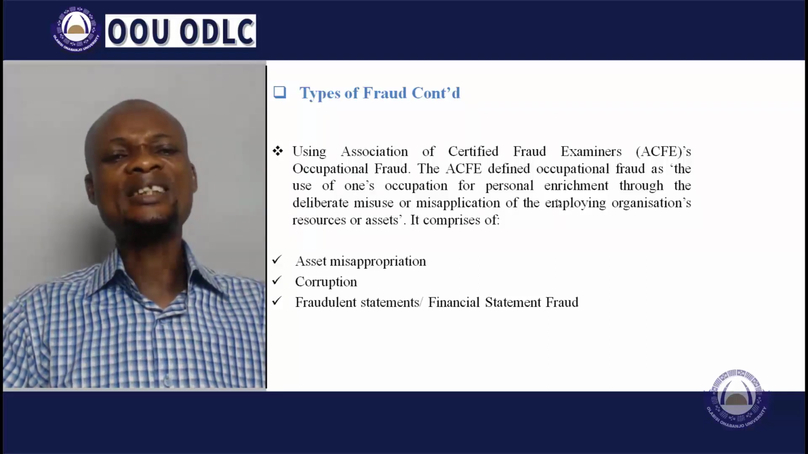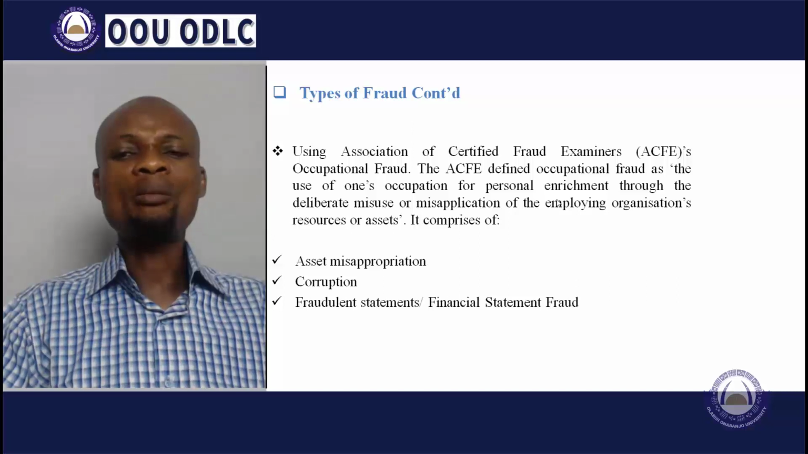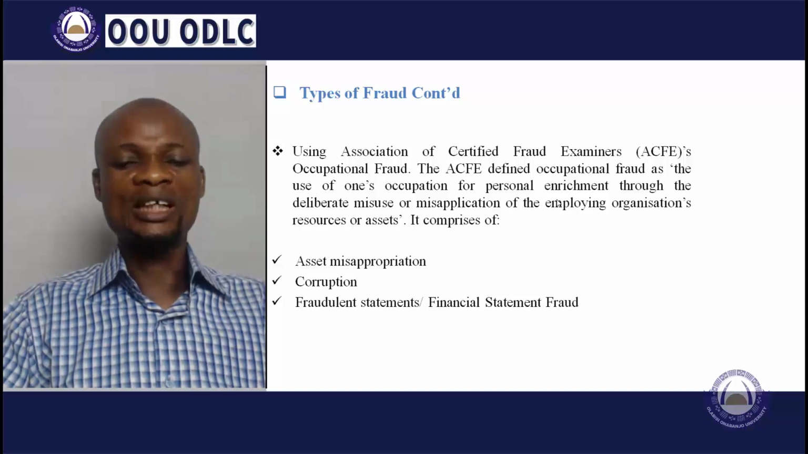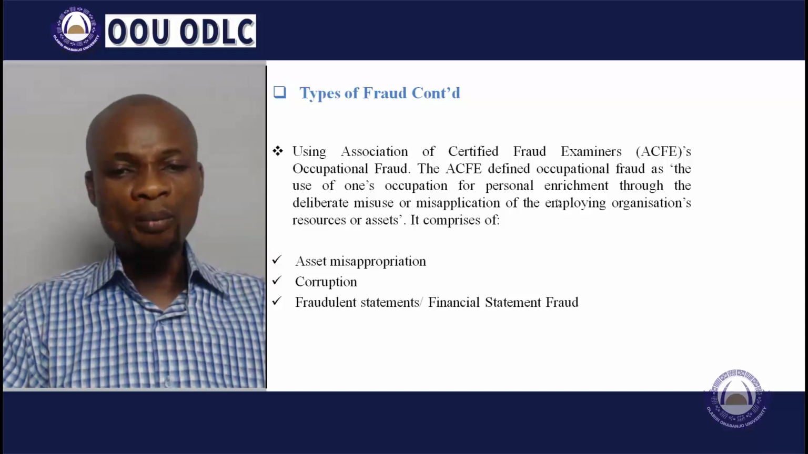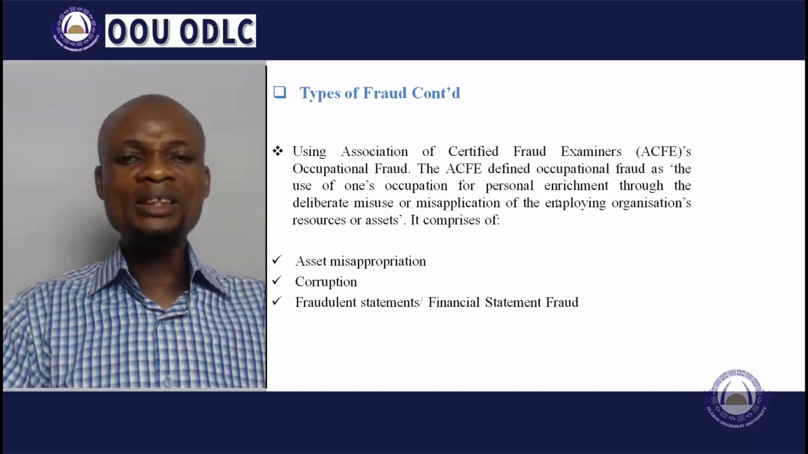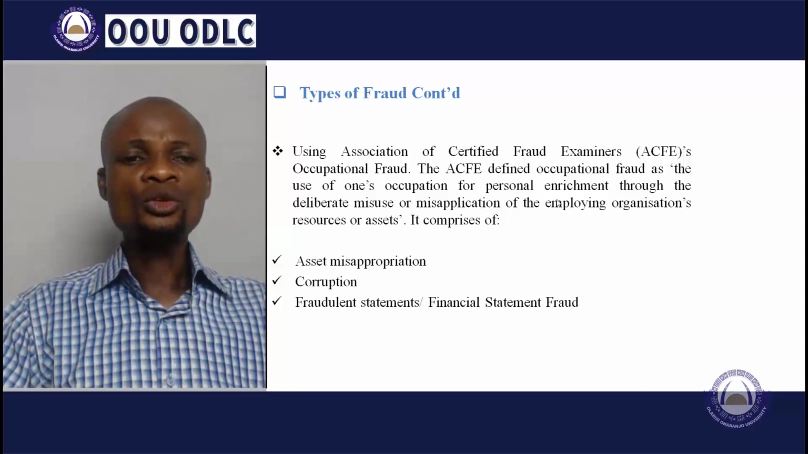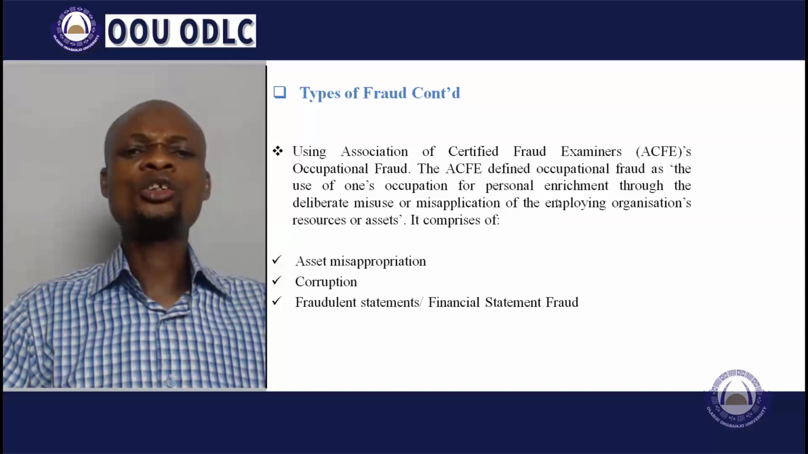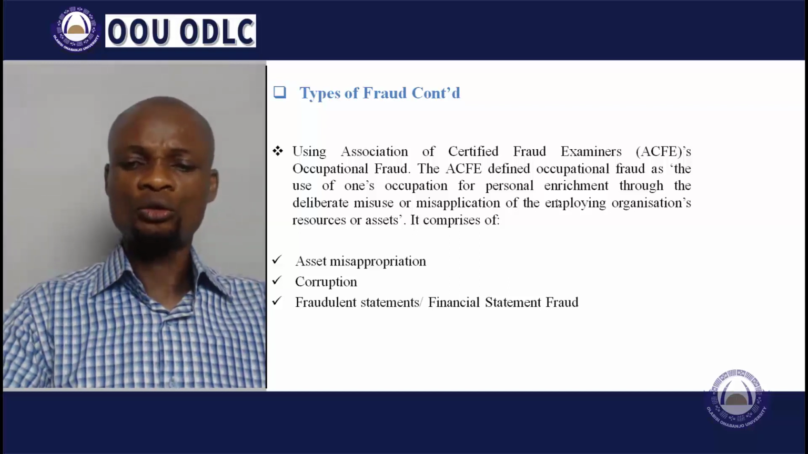The third one is financial statement fraud. Financial statement fraud, as described in our last slide, is a fraud that is committed by management on behalf of the organization. That is to save the organization from the public, to show the public the organization is doing well. So all these are classifications under the ACFE classification of fraud.